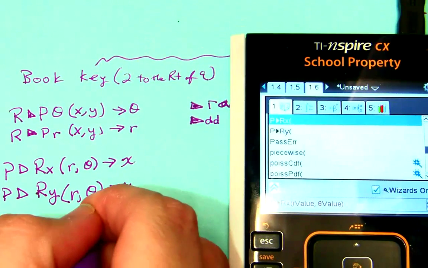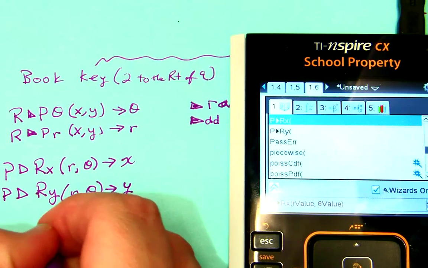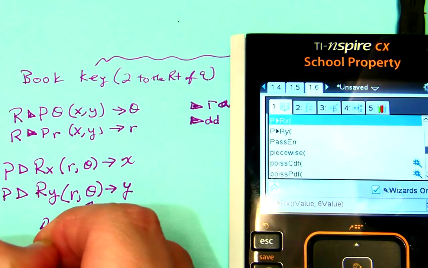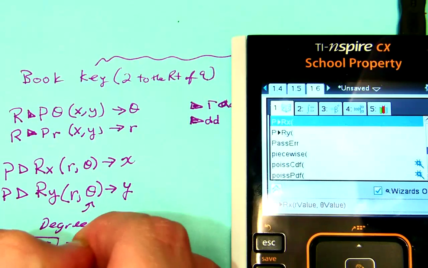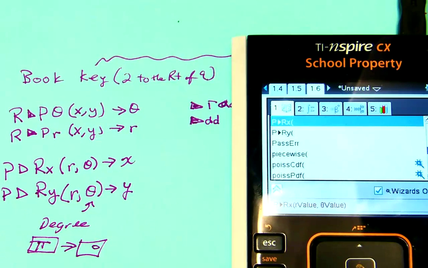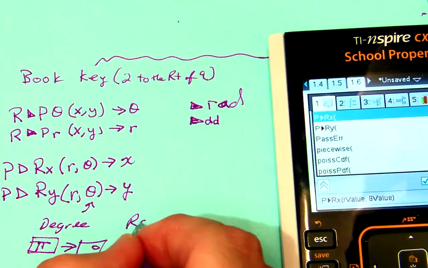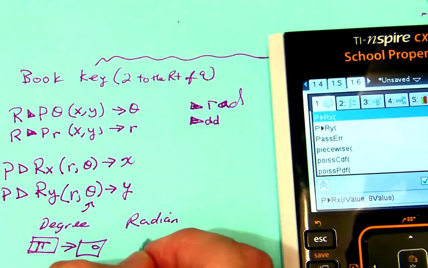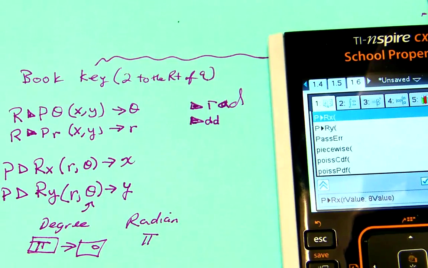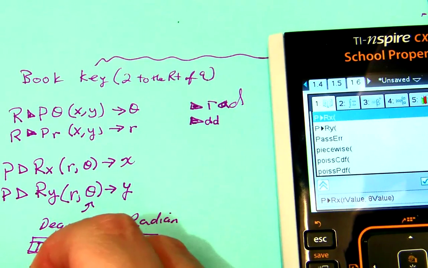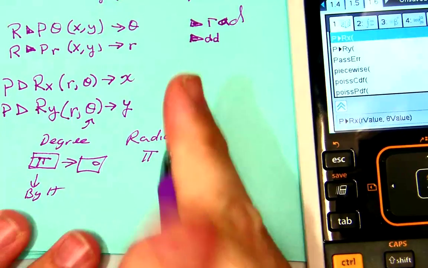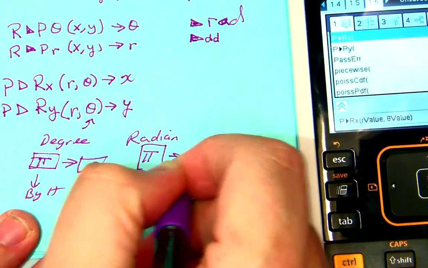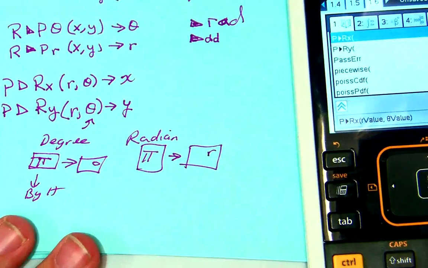Now, be careful. If you're putting in this as a degree, use the pi key, and then select the degree key. If you're using this as a radian, use the pi key, which is by h. And then use the R key.